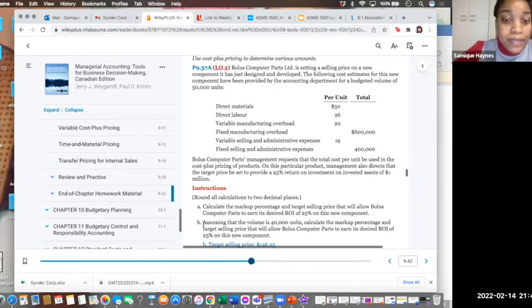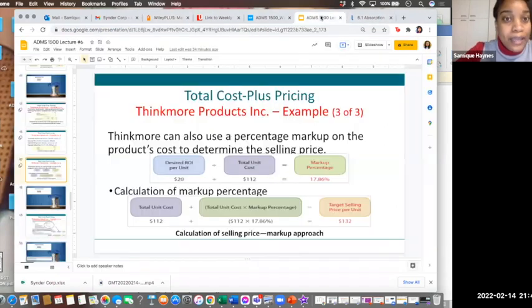Great. I'm going to leave part B for you because it's exactly the same, right? But this time it's asking you to assume 40,000 units. So this part B is going to help make sure you understood what we did in part A.